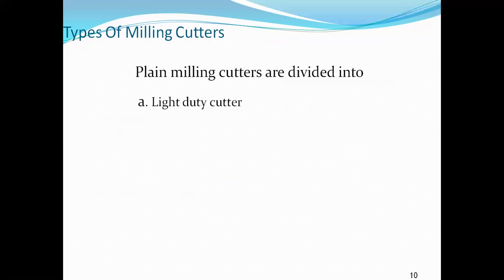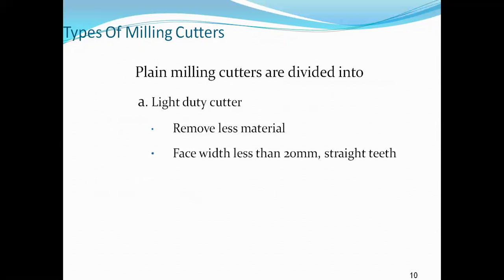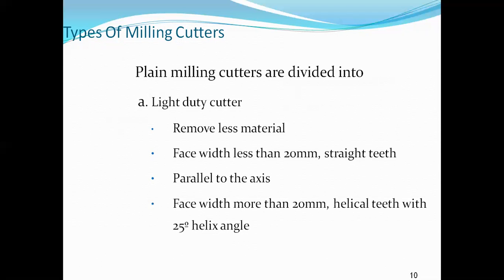These plain milling cutters are divided into a light duty cutter, which removes less material, with face width less than 20 mm and straight teeth parallel to the axis, and face width more than 20 mm, helical teeth with 25 degrees helix angle. So in the plain milling cutter, the light duty cutter is one of the types. It removes less material, its face width is less than 20 mm, and it has straight teeth parallel to the axis. If the face width is more than 20 mm, it has helical teeth with 25 degrees helix angle.